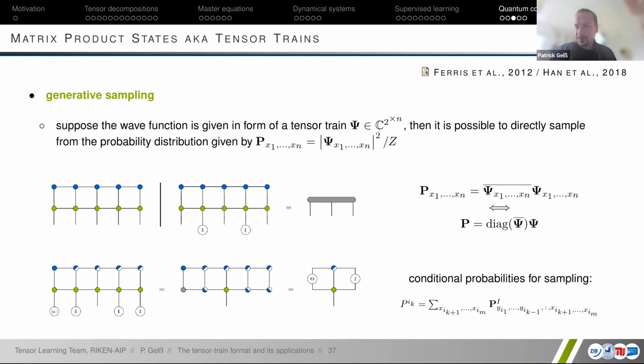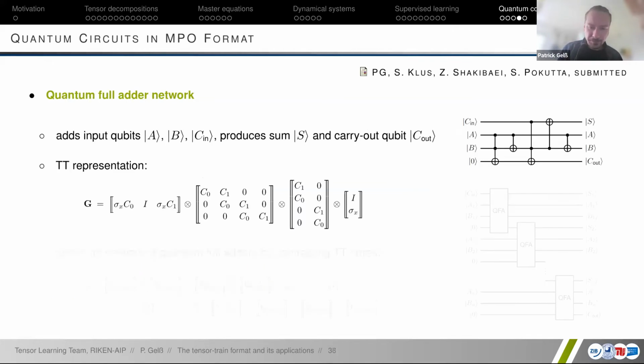But here we take this network, we contract the cores we are not interested in with some vectors of all ones, and then we can go through this tensor network step by step and sample outcomes of our measurements, which then correspond to the probability distribution given by our wave function here. This is actually a very efficient method to generate a lot of samples.